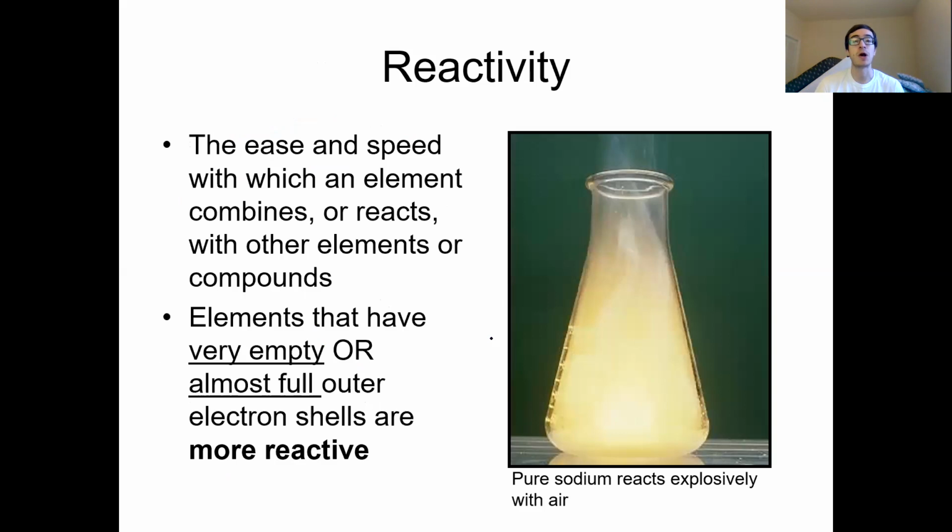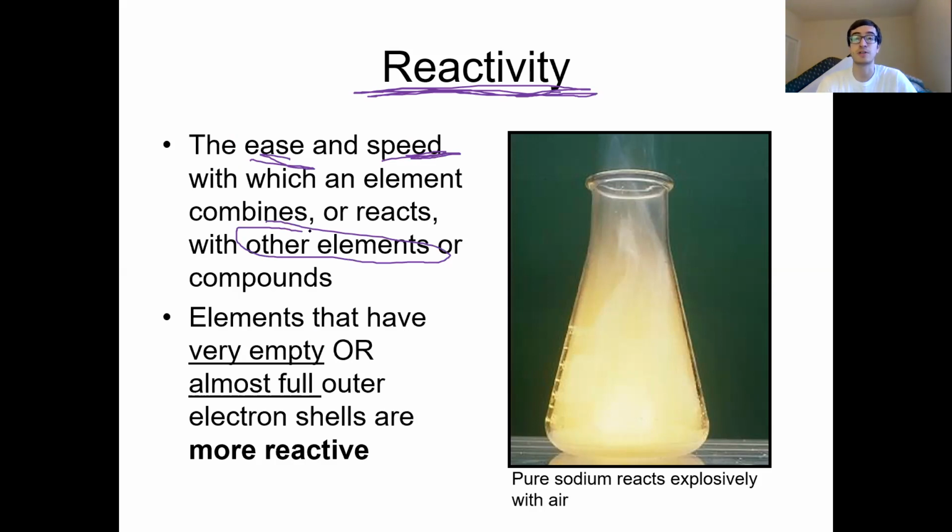So we call this likelihood to react with other atoms reactivity. You may remember when we talked about chemical properties of substances that how reactive they are is one of their chemical properties: how easily and speedily they react with other elements or compounds.